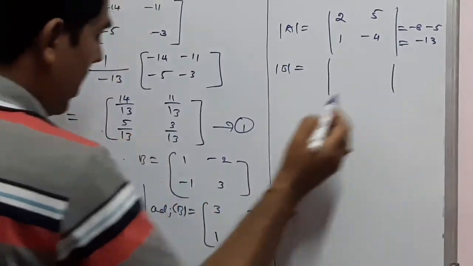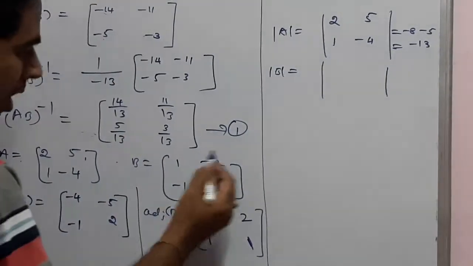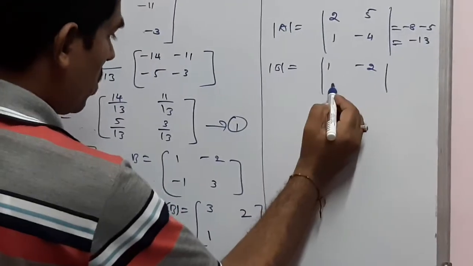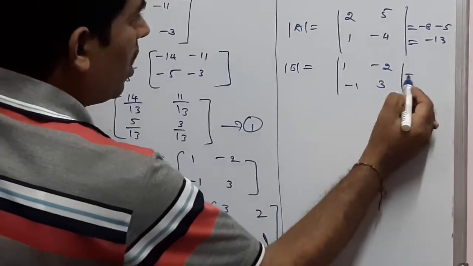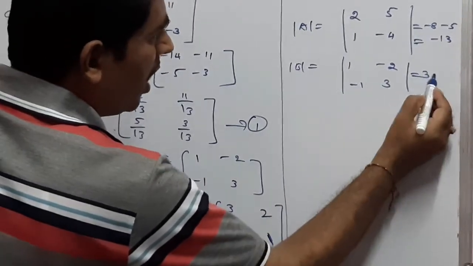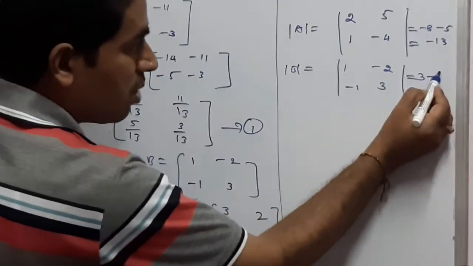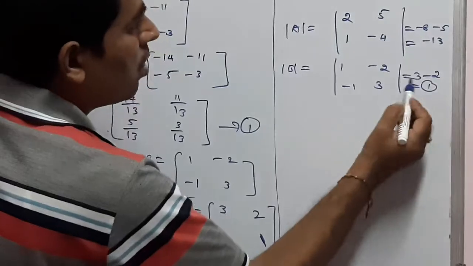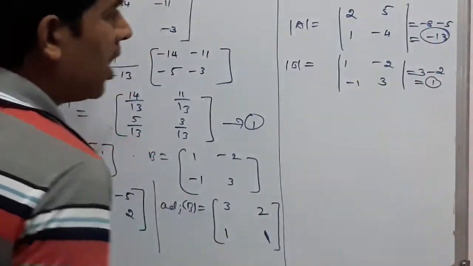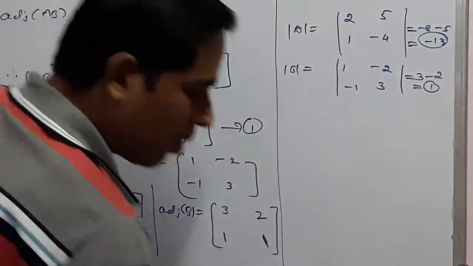Similarly, determinant of B. So determinant of B means, I have a matrix here. So corresponding determinant is 1, minus 2, minus 1, 3. So I can multiply here 1 into 3, 3 minus the product. I am taking the product minus 2 into minus 1, that is plus 2. So 3 minus 2, that is 1. So the value of this is minus 13. So now you can write the formula.